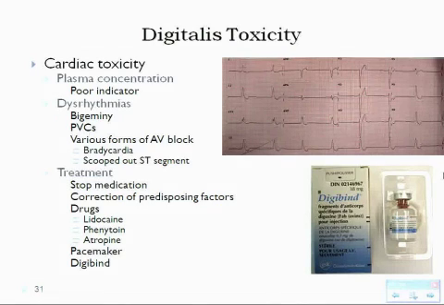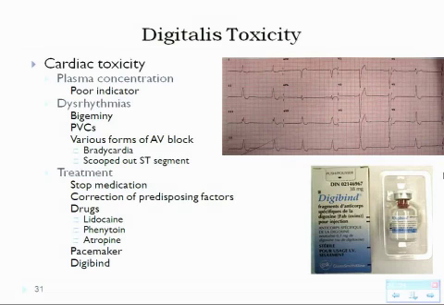Usually the best thing to do is hold the dig and then correct some of the predisposing factors, which is don't allow the person to be hypokalemic, which is the most common, so reversing the hypokalemia is kind of important. Drugs that you'll treat for different kinds of arrhythmias include lidocaine, phenytoin, and atropine. Atropine for slow bradycardic events, which is what you tend to see with the dig.